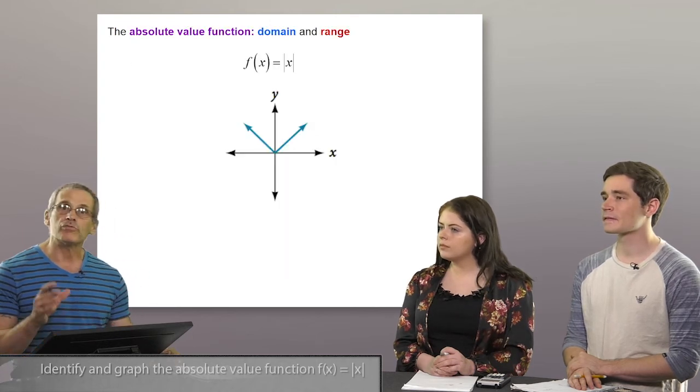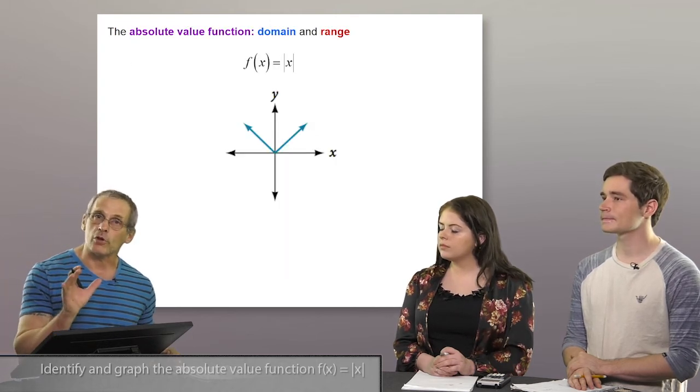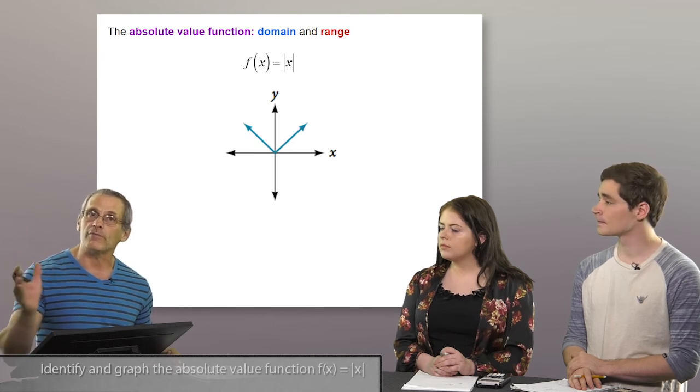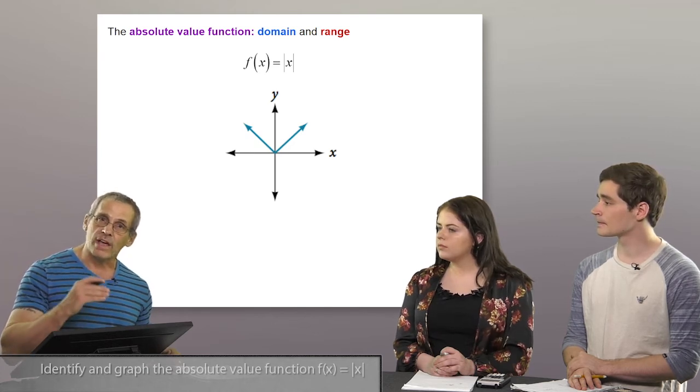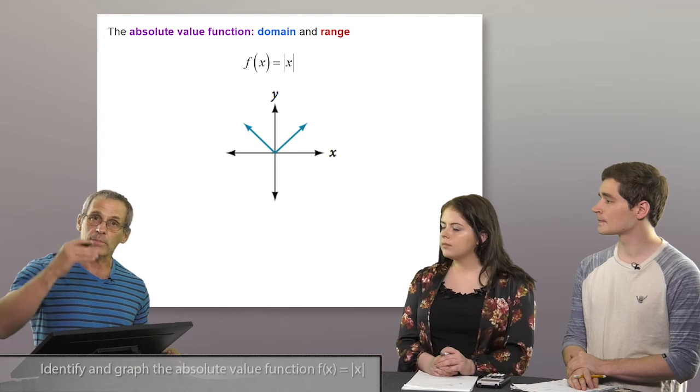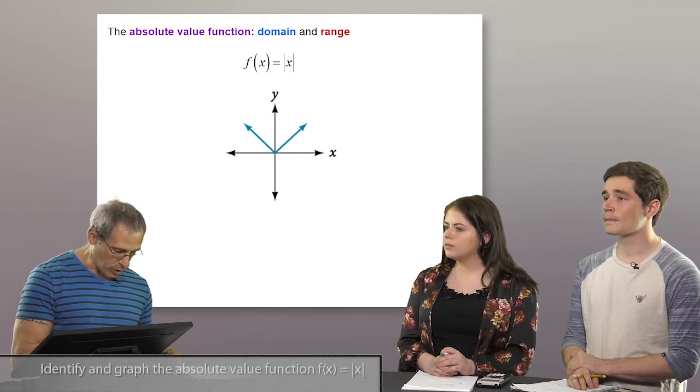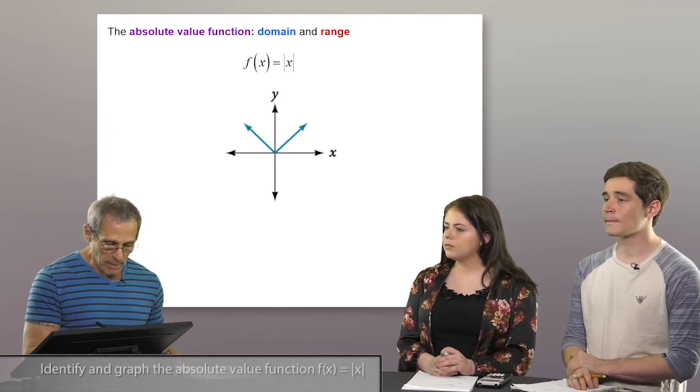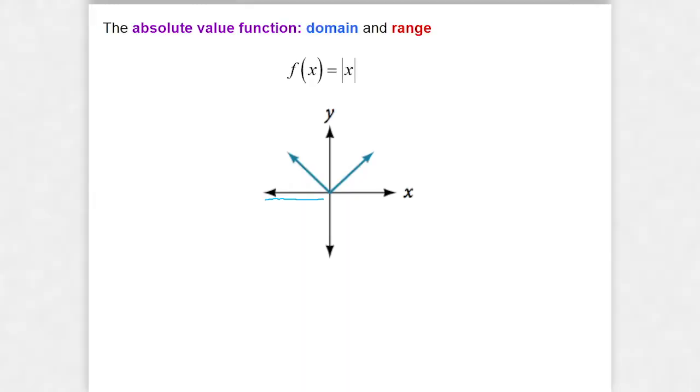Now I want to be able to recognize the domain and the range. For the domain, I want to look horizontally from left to right, and for the range, I want to look vertically from bottom to top. So we'll start with the domain. It seems like it extends from the left to the right forever, so my domain would be all real numbers, negative infinity to infinity. And whenever you write these intervals, where the negative infinity or the infinity is, you use parentheses.